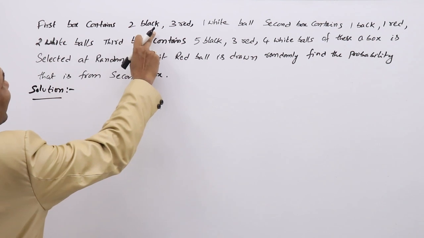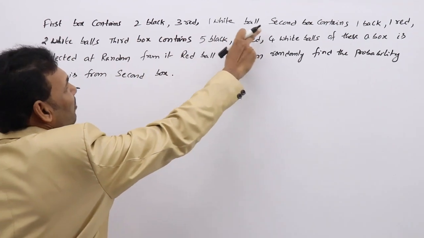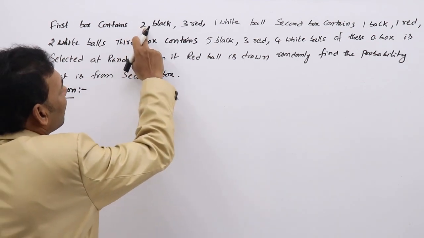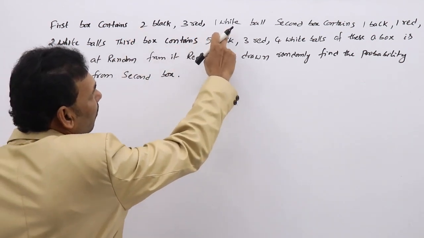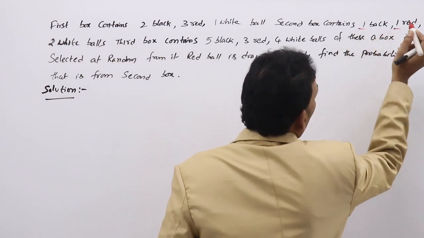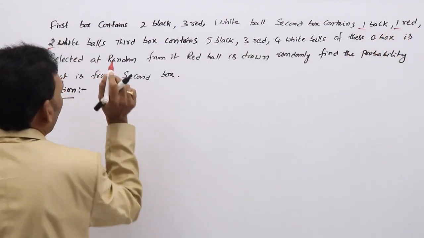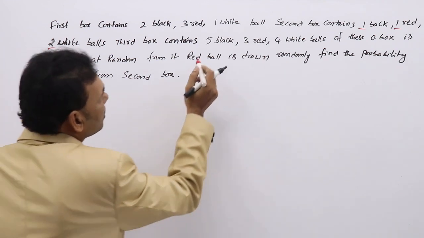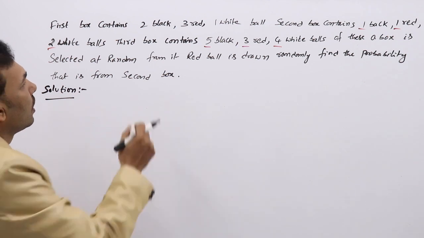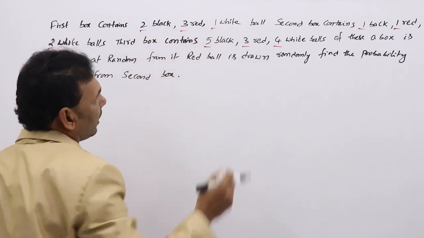First box contains 2 black, 3 red, 1 white. Here there are 3 boxes. Box 1 has 2 black, 3 red, 1 white. Second box has 1 black, 1 red, 2 white. Third box contains 5 black, 3 red, 4 white balls. So these are the balls we are having.